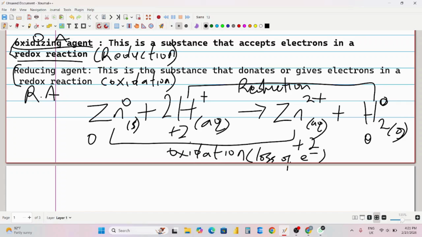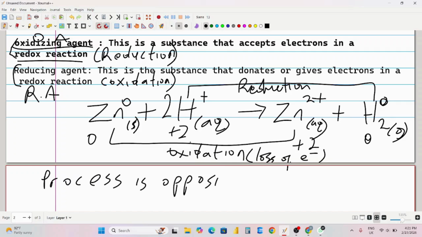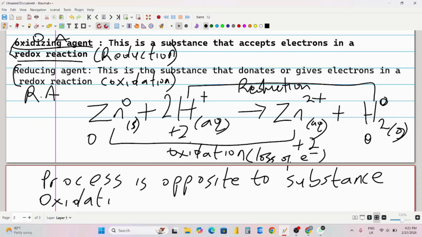So that's the short tip. The process and the substance are opposite to one another. The process is opposite to the substance. I think that will help you remember. So that's one short way to always remember under pressure. Reducing agent is the one that undergoes oxidation. So oxidation, RA, while reduction, OA.